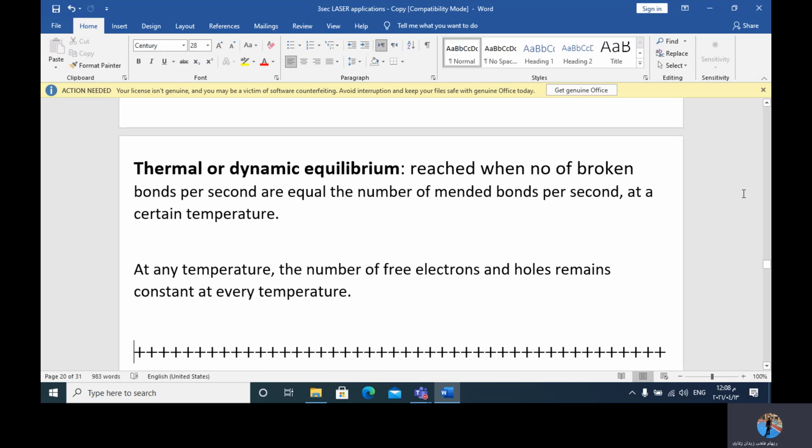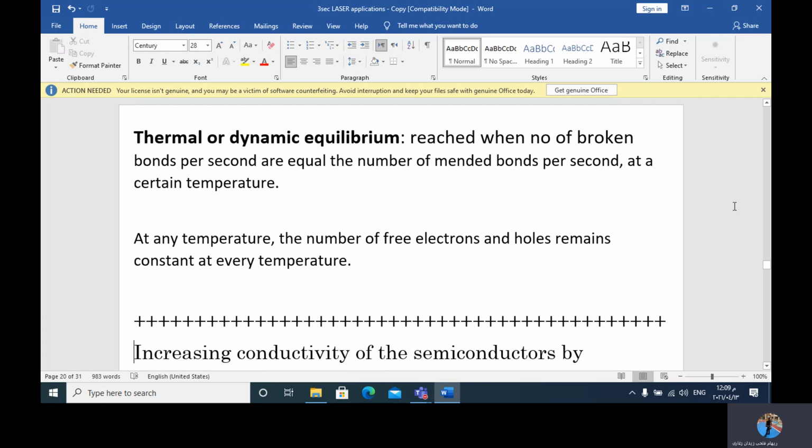Now, if the number of broken bonds per second, which is the rate of broken bonds, equals the rate of mended or repaired bonds at a certain temperature, this is called thermal equilibrium. Okay, so at any temperature, the number of free electrons and holes remains constant at every temperature.